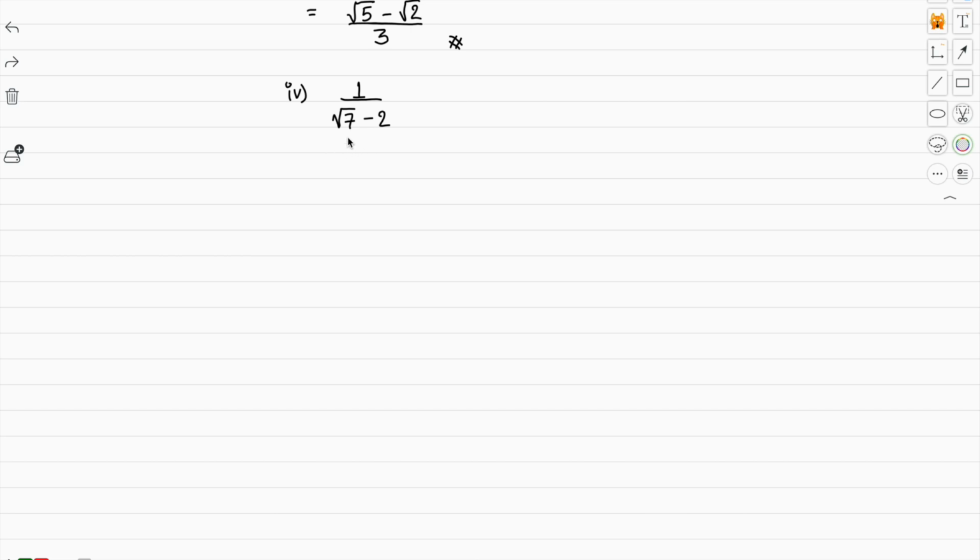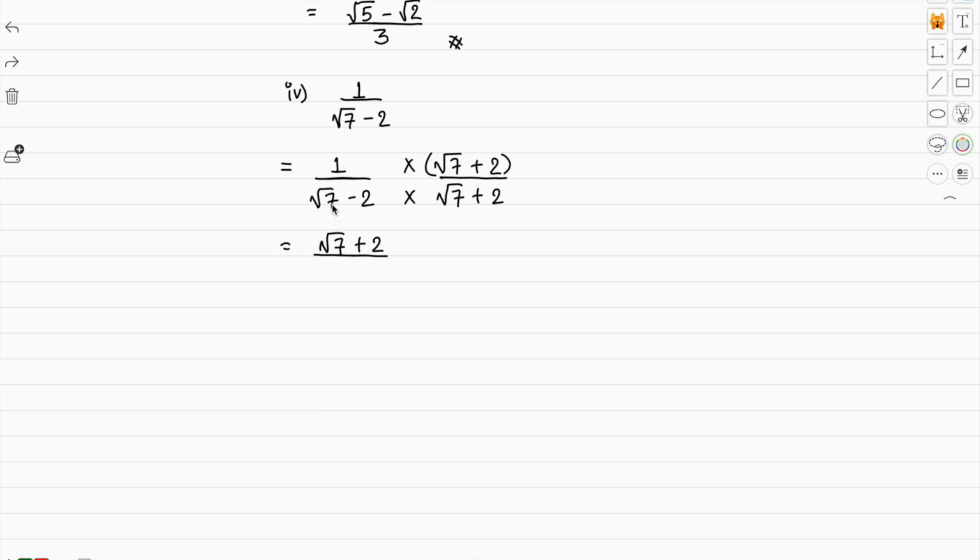So we have 1 divided by root 7 minus 2. The way we're going to rationalize this particular fraction is again the same way. So again, we have 1 divided by root 7 minus 2. And then again, we need a plus b, a minus b. So this is our a minus b. Now we are just going to multiply this with a plus b. And again, we have to multiply the same number in the numerator. So we have root 7 plus 2. Again, 1 times anything is the same thing, right? So 1 times root 7 plus 2 is root 7 plus 2.